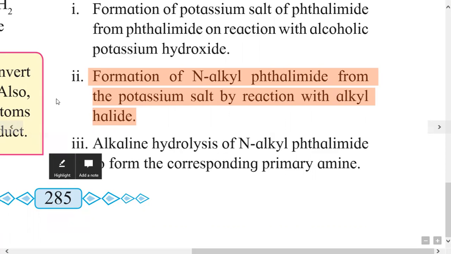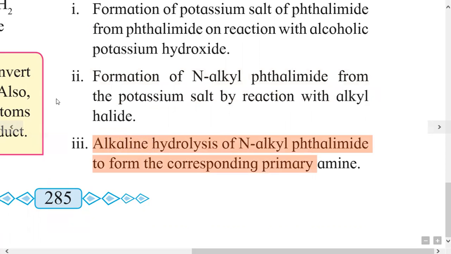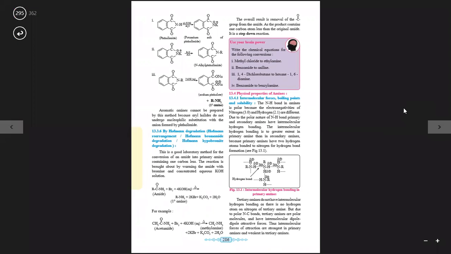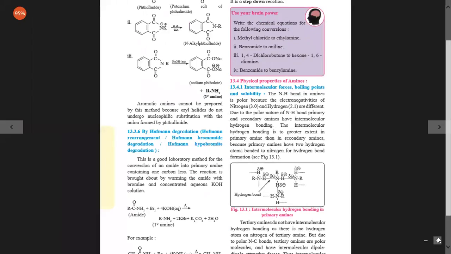And the third step is alkaline hydrolysis of N-alkyl phthalimide to form the corresponding primary amine. These are the three steps. So we will study these three steps with a particular example.